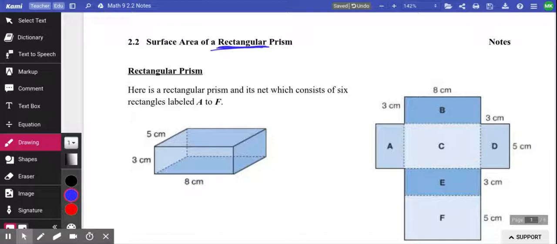So if you had a cube, right, that would be a rectangular prism in my books because a square is a rectangle. It's just a special rectangle. They've given you a picture of what a rectangular prism looks like. So if you look right here, this is a beautiful looking rectangular prism. This guy.